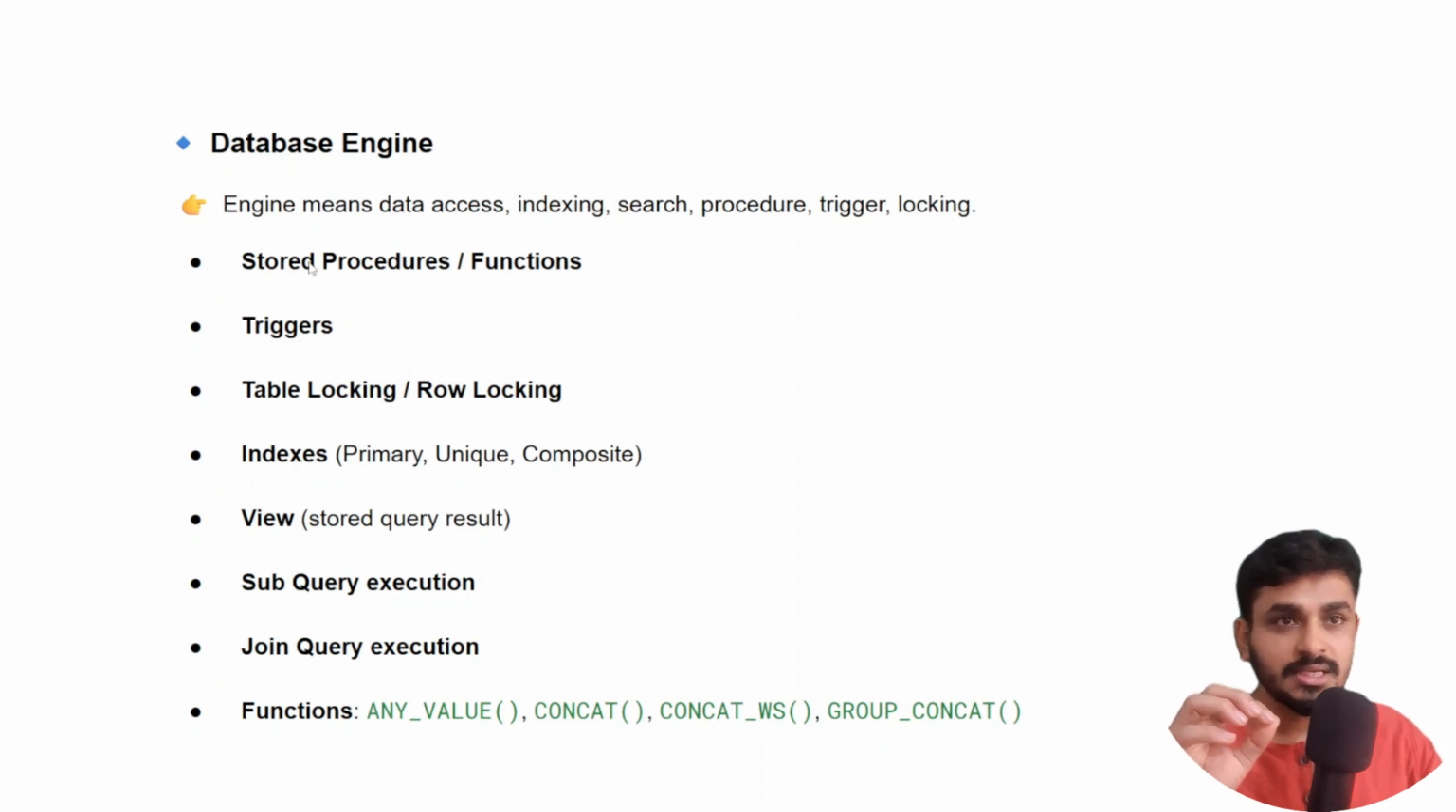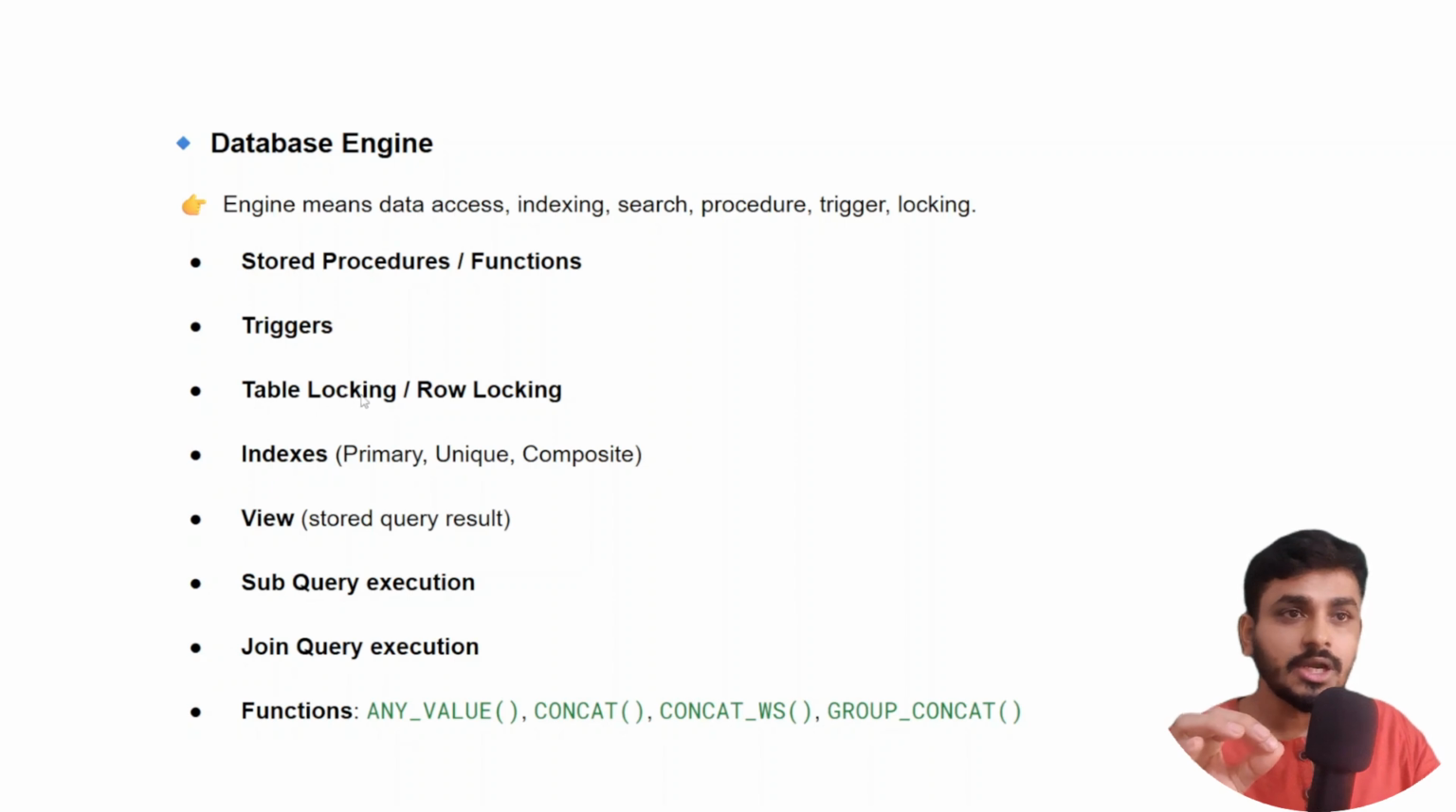First one is stored procedure. Stored procedure means you can relate it with a programming language. It's a user defined function. Another one is trigger. A trigger is something that, when we create, update, insert or delete in the database, at the same time something will happen behind the scenes by triggering. It's an event, you can say.